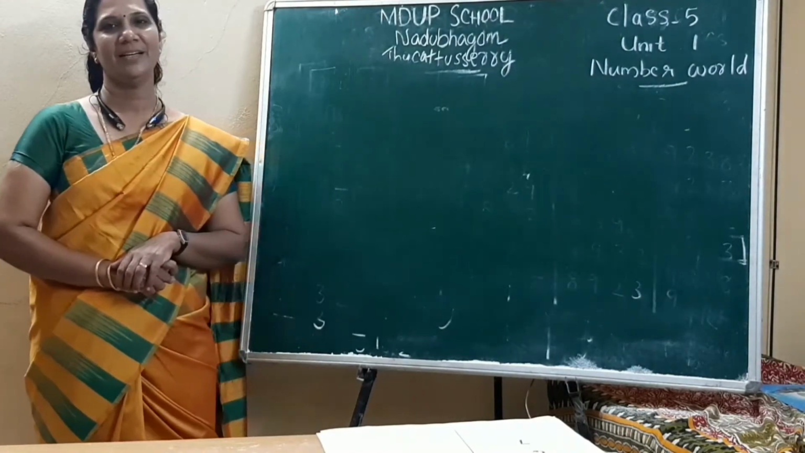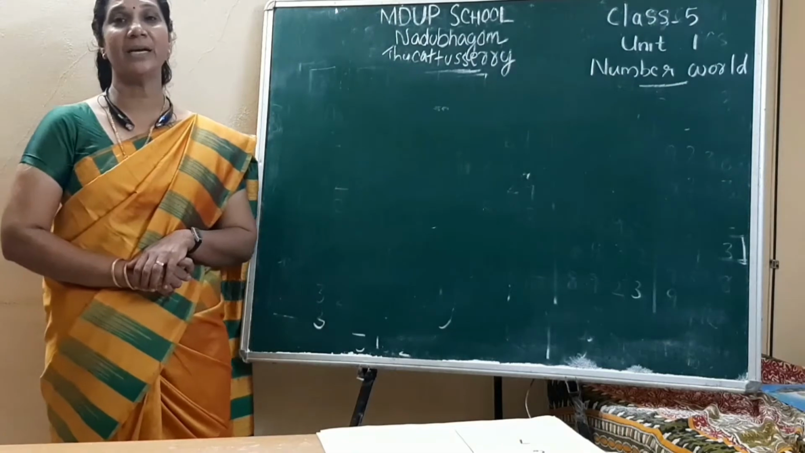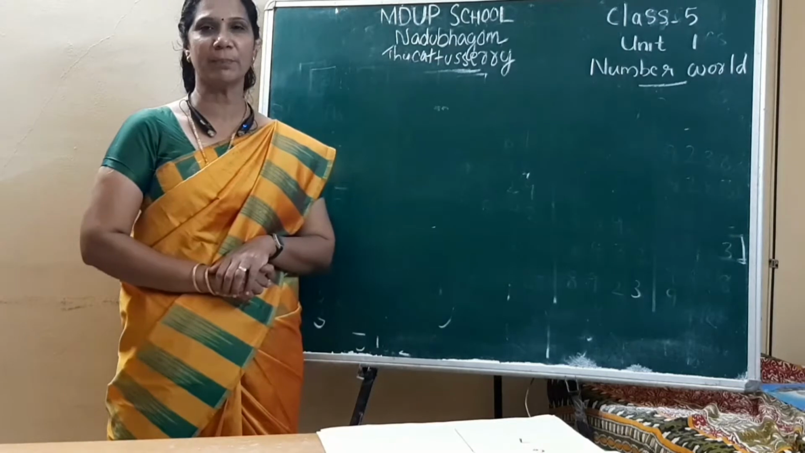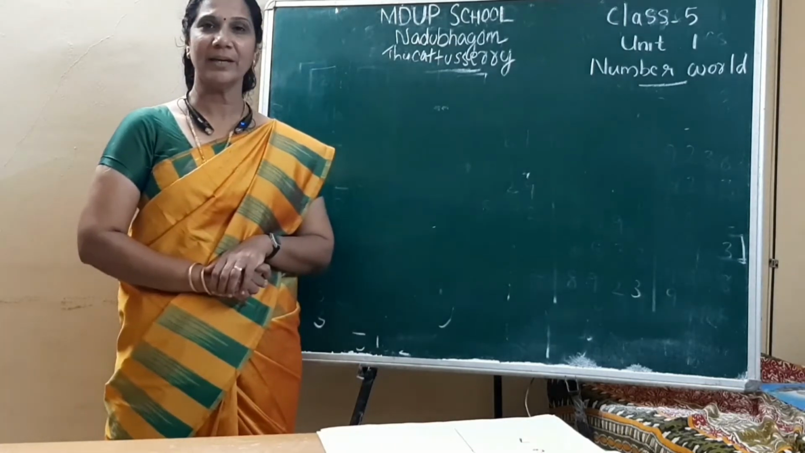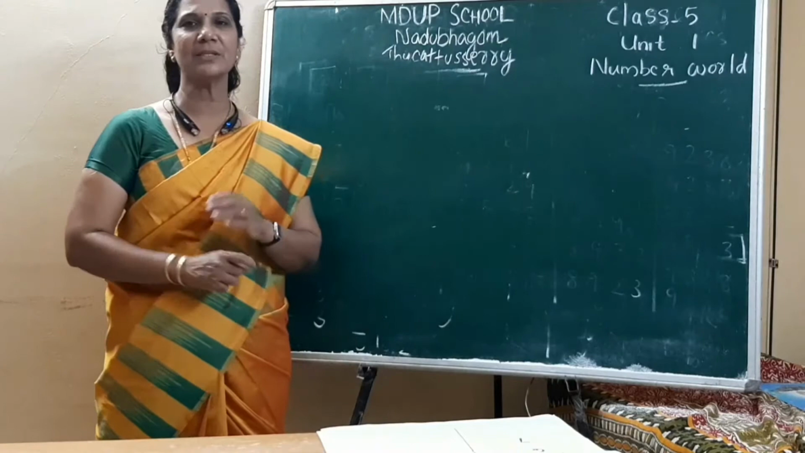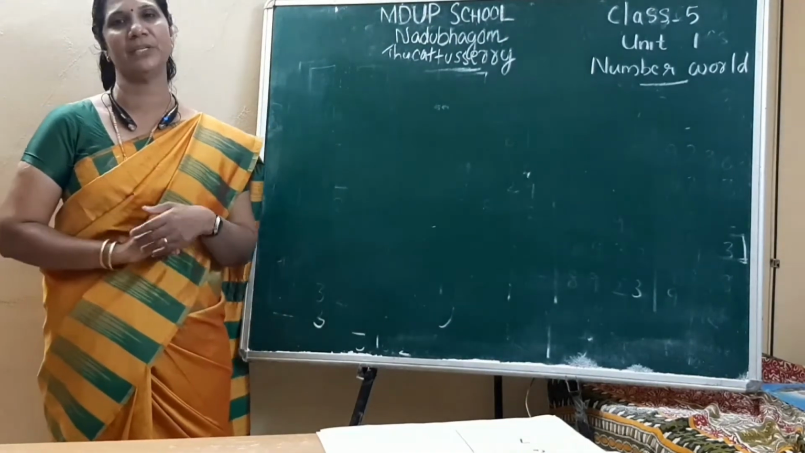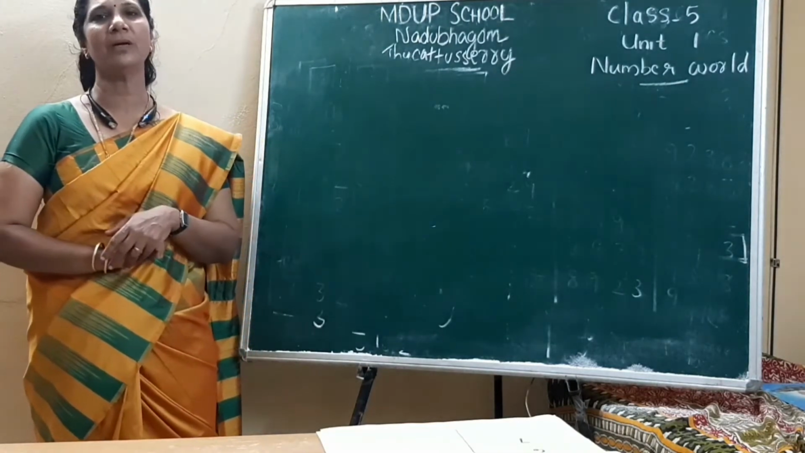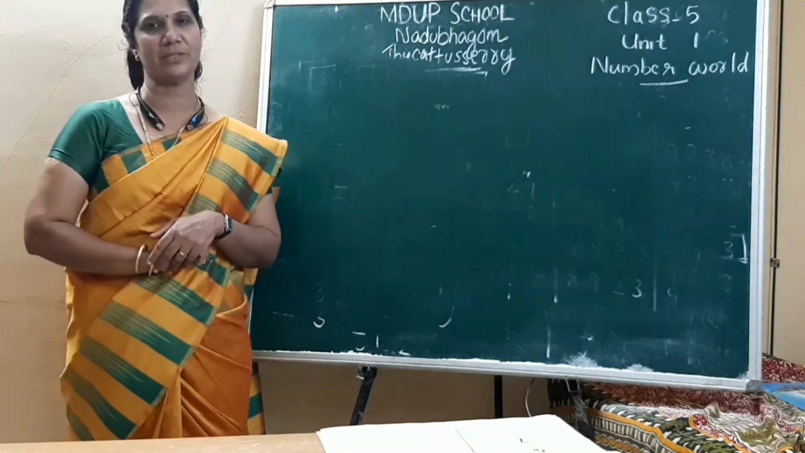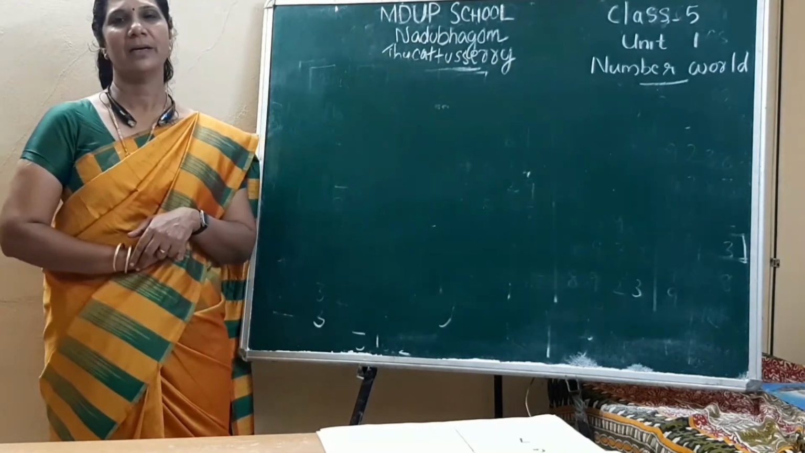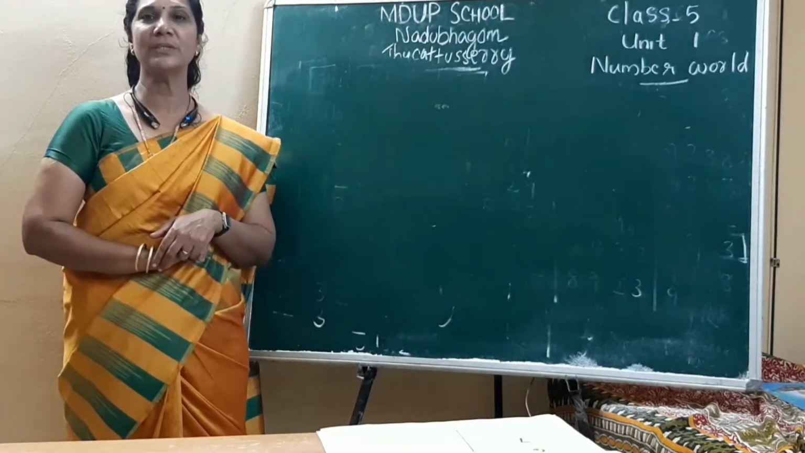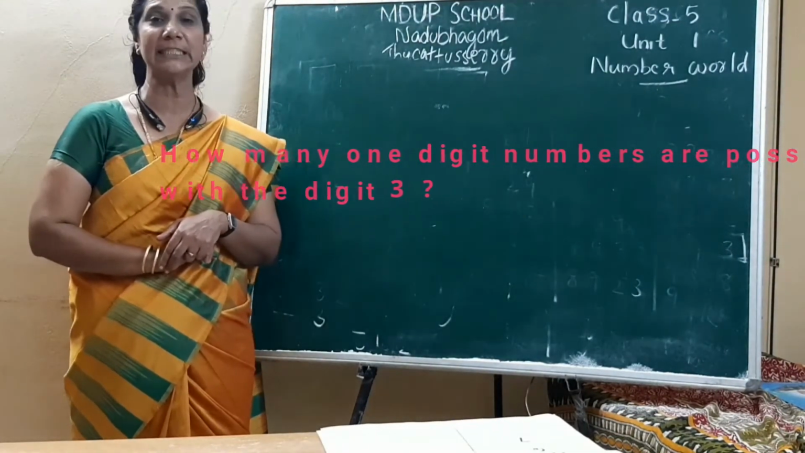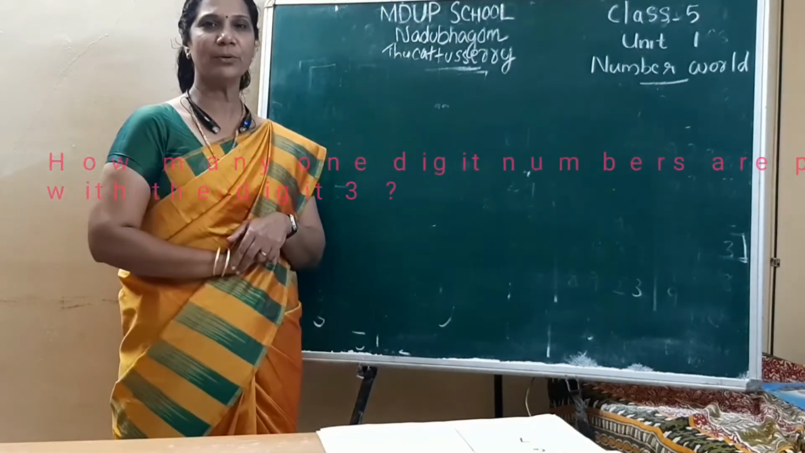Okay, very good. Today, let us study how to make different numbers using the given digits without repetition. Take your notebook. Write down the first question. Write one-digit numbers using the digit 3. How many one-digit numbers are possible with the digit 3? You write down in the notebook, all of you.